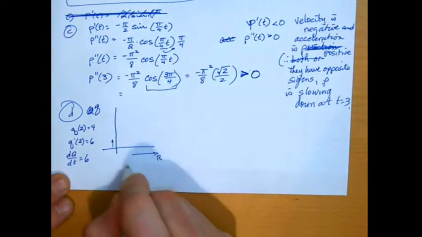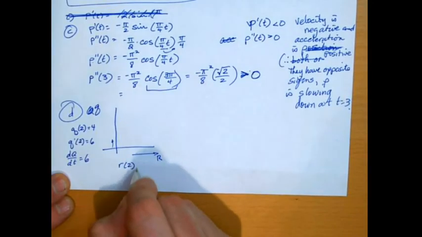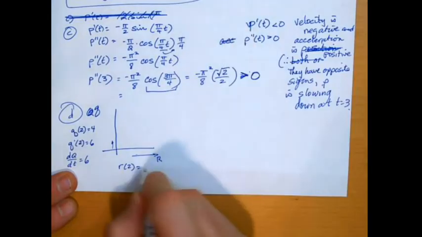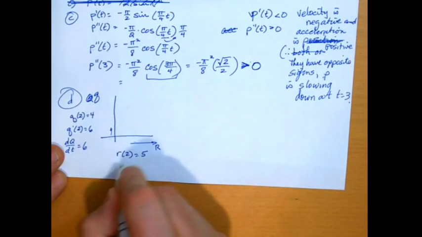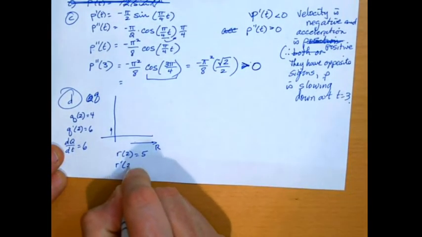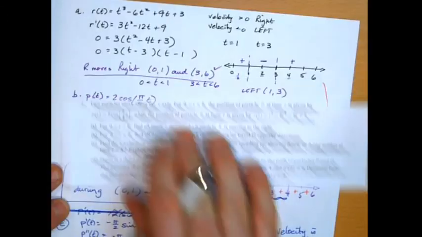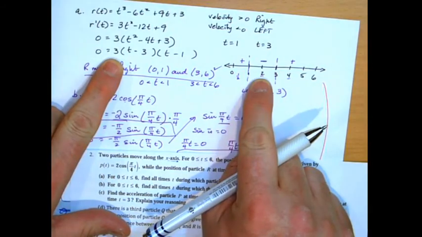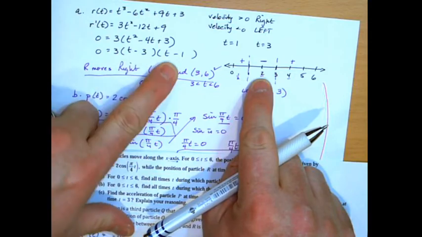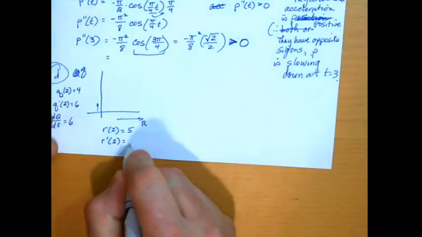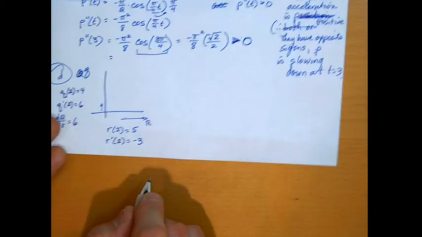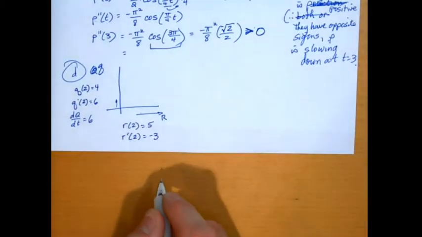So R of 2, if I go up to the equation right here and put R of 2 in, I get 5. And I know the derivative at 2. I can find the derivative at 2. So that is negative 3. So 3 times negative 1 times 1 is negative 3. Okay? So we're going to use those two values to find what we're doing.